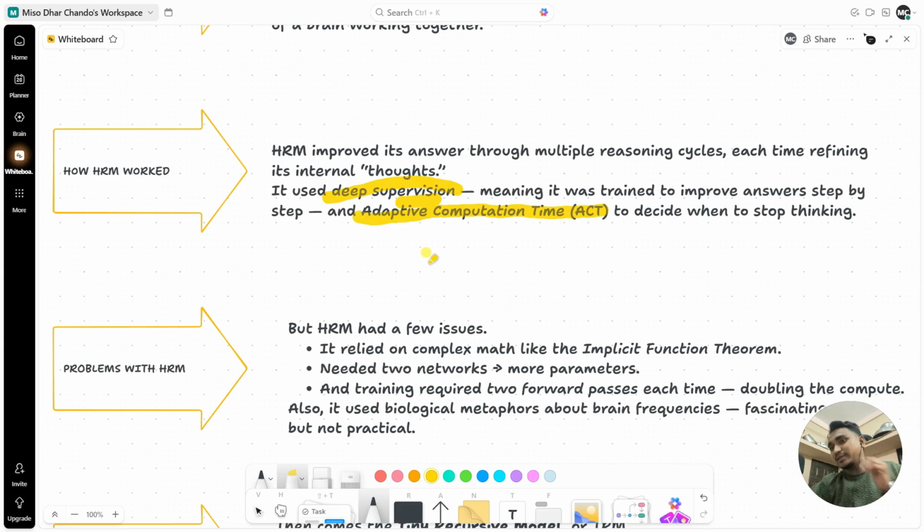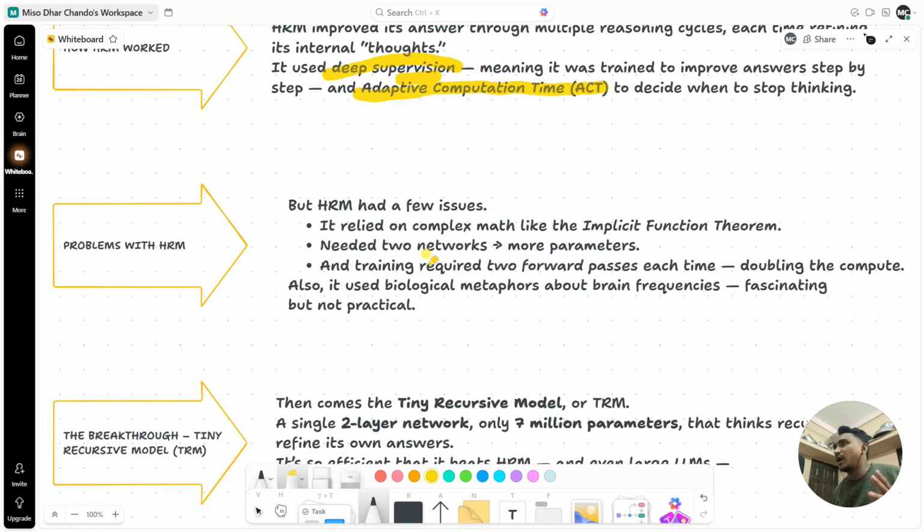So what is the problem with the HRM, and why do we need the TRM? The parameter size of the HRM is 27 million. So it's quite big, and it also has two layers. But HRM has a few issues. It relies on complex math like the implicit function theorem. You can just go on Google and search for what the implicit function theorem is. It needed two networks, so more parameters.